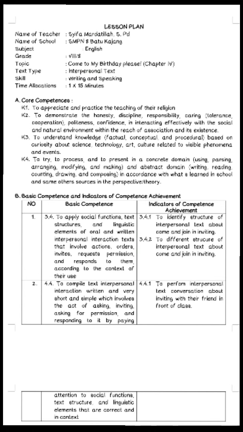The second basic competence is 4.4: to compile written interpersonal interaction texts, very short and simple, which involve the acts of asking, inviting, asking for permission, and responding to them by paying attention to social functions, text structure, and linguistic elements that are correct and in context. The indicator is 4.4.1: to perform an interpersonal text conversation about inviting with their friends in front of the class.